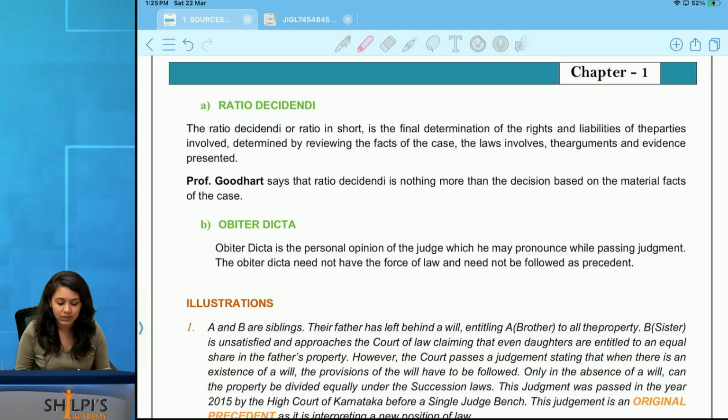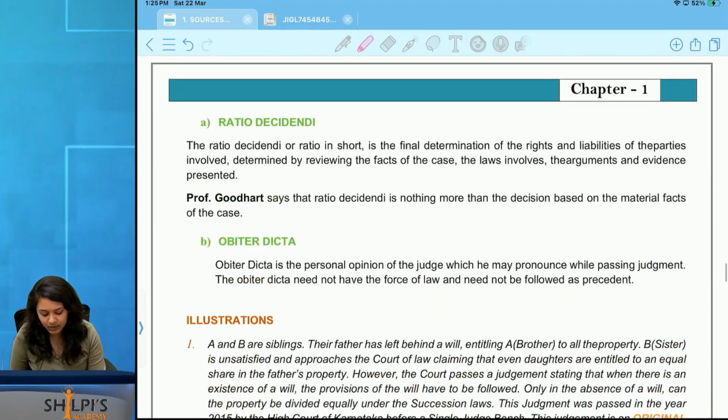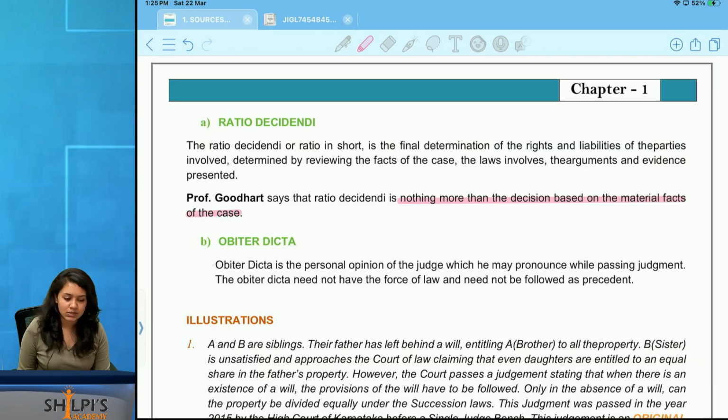So what exactly does Professor Goodhart say? He says that ratio decidendi is nothing more than the decision based on the material facts of the case. And since this involves all the facts, the arguments, the laws, the evidence presented, etc., the decision that comes as a result of it is the only part of the judgment which is to be carried forward as a precedent.